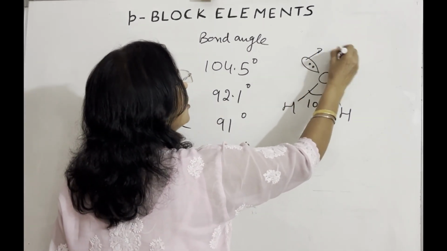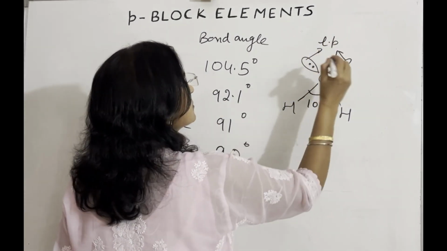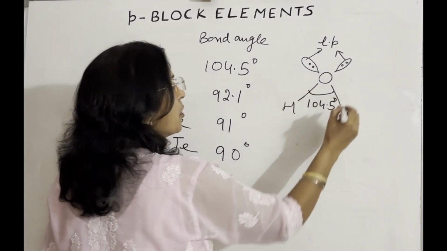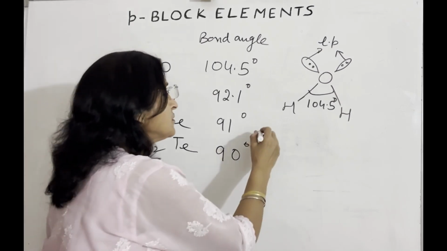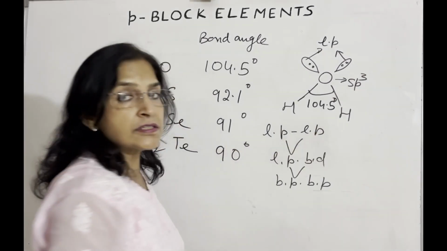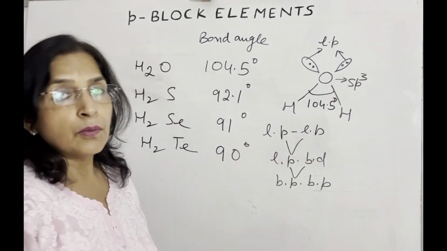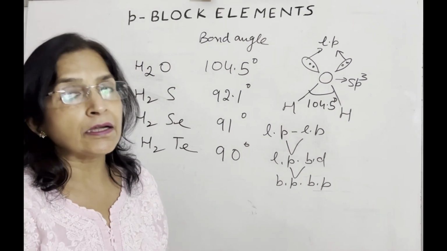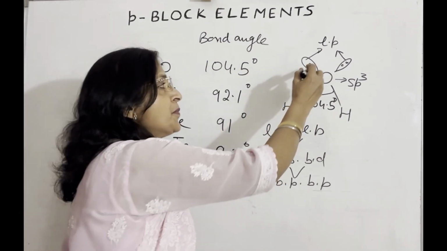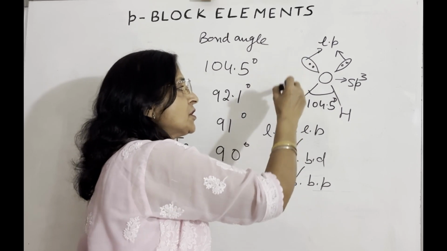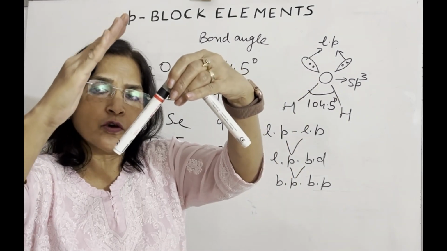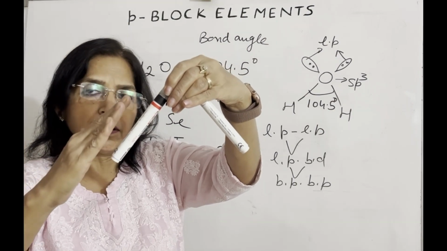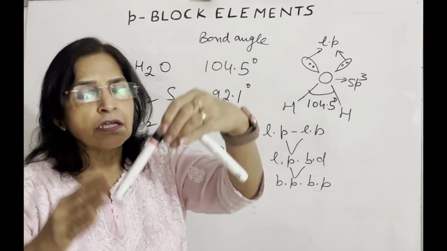These are the lone pairs of electrons and these are the bond pairs of electrons. And as we know, lone pair repulsion is more than bond pair repulsion. Oxygen is sp3 hybridized, so the bond angle should be 109 degrees 28 minutes. Due to the presence of lone pair-lone pair repulsion and lone pair-bond pair repulsion, the lone pairs push the bond pairs, and because of this the bond angle decreases.